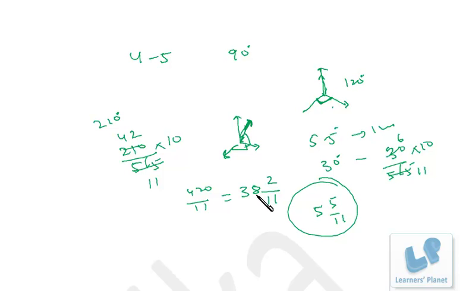Okay. So 2 times we have got, one is this and one is this. So after 4, 38 2 by 11 minutes, and after 4, 5 5 by 11 minutes, the angle between both the hands will be 90 degrees. Okay. So I hope you are clear.